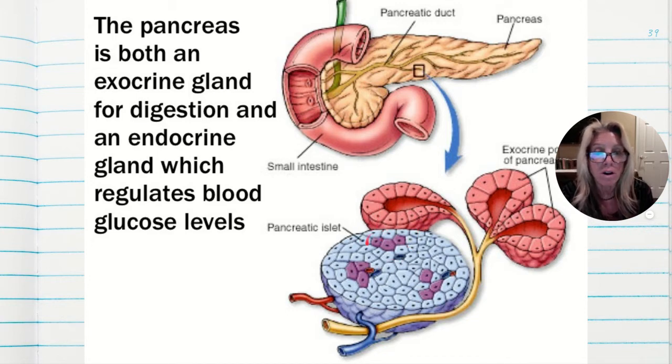And there are little islands of cells called islets of Langerhans that will be secreting your insulin and glucagon. You have alpha and beta cells within there. So it's both an exocrine and an endocrine gland. And I gave you that already on your notes.